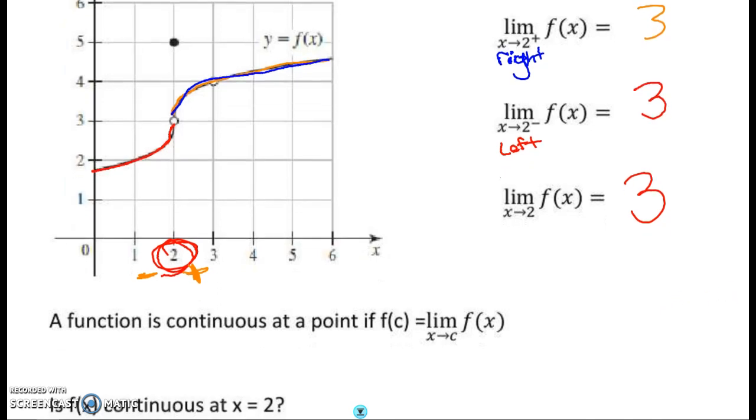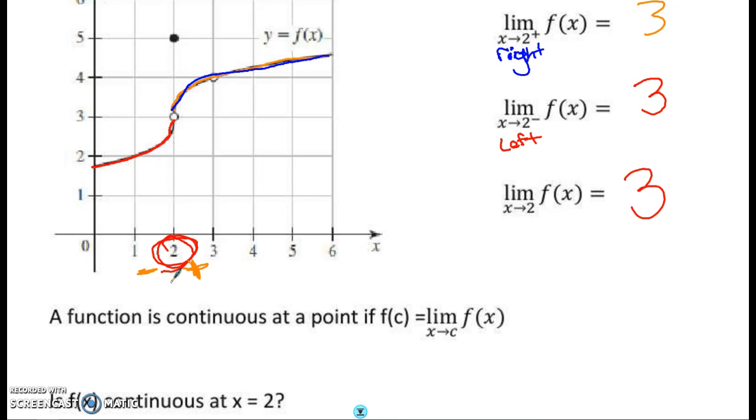Now, obviously, from the graph, we can see that there's some weird behavior going on at x equals 2. We're going to talk about it, because even though the limit is 3, we can only say that a function is continuous, and that's the word we defined up top, at a point if the actual value f of some value c is equal to the limit as x approaches c. So this is an important definition.